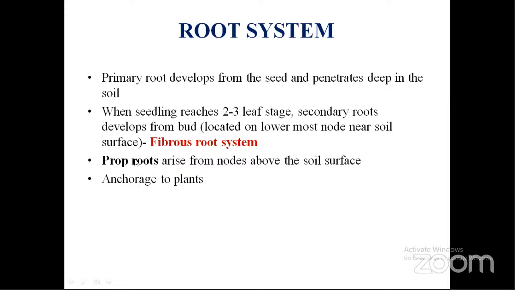And one more root system is there, that is prop roots. As we discussed, they arise from nodes above the soil surface. This fibrous root system develops from nodes below the soil surface. The main function of prop roots is to give anchorage to tall plants like maize, sorghum, and bajra.